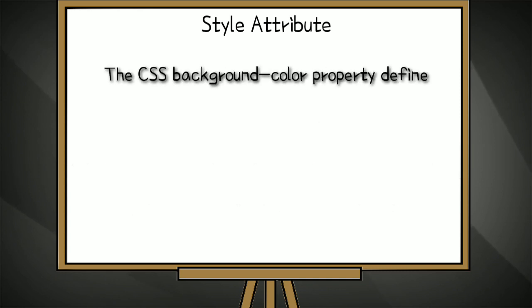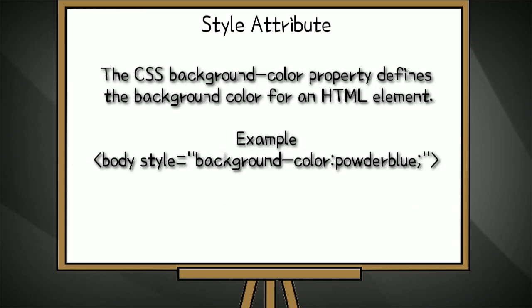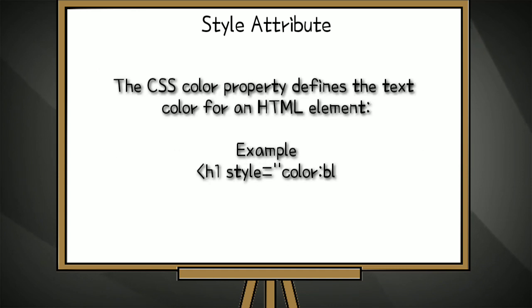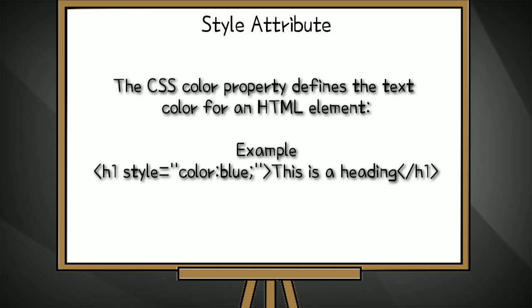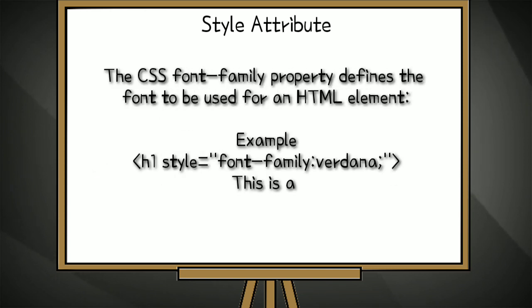Background color. The CSS background color property defines the background color of an HTML element. Text color. The CSS color property defines the text color of an HTML element. The CSS font family property defines the font to be used in an HTML element.